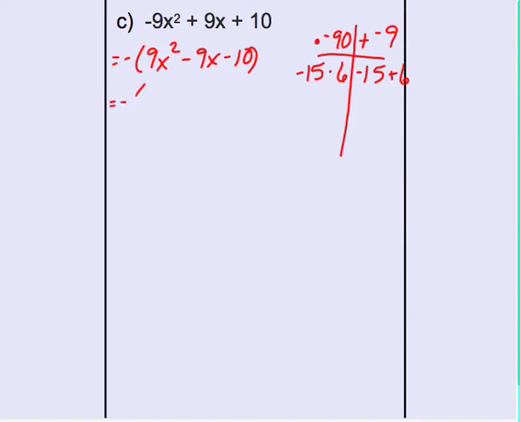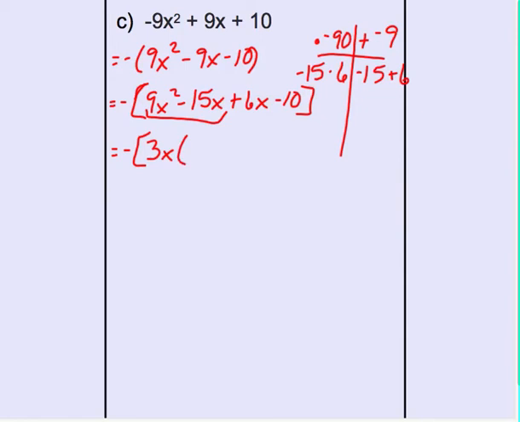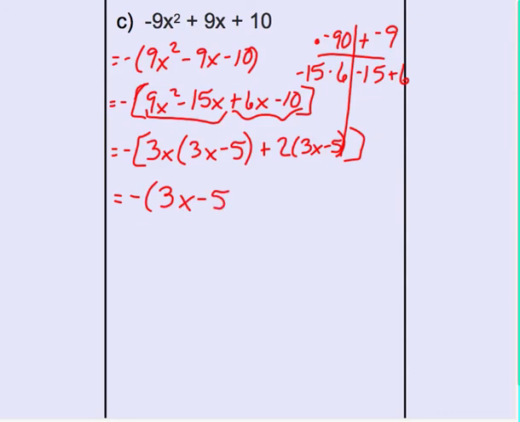That negative on the outside is just going to go along, and I'm going to use a bracket to make it a little bit simpler once I start my grouping. The -9x becomes -15x plus 6x. Now my first 2 terms have a GCF of 3x, leaving me with 3x minus 5. Second 2 terms have a GCF of 2, leaving me with 3x minus 5. So when all is said and done, I've got the negative out front. 3x minus 5 is my GCF, leaving me with 3x plus 2.